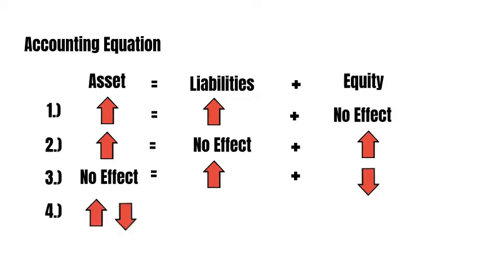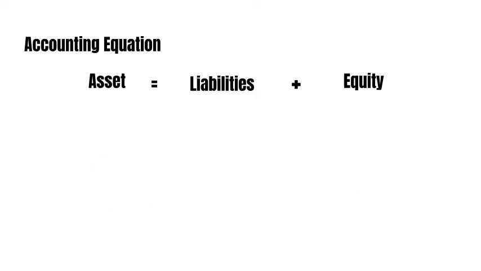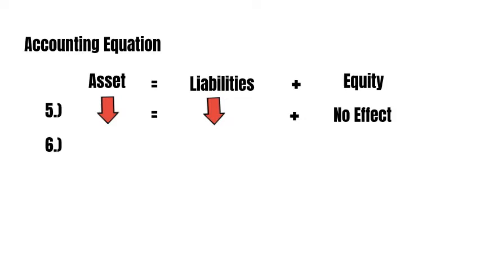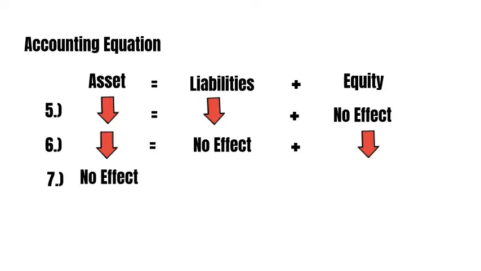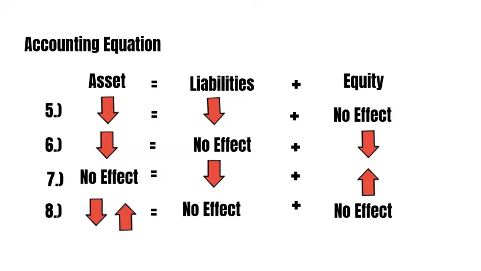4. An increase in asset and a decrease in asset equals no effect in liability and no effect in equity. 5. A decrease in asset equals a decrease in liability plus no effect for equity. 6. A decrease in asset equals no effect in liability plus a decrease in equity. 7. No effect in asset equals a decrease in liability plus an increase in equity, or vice versa. No effect in asset equals a decrease in equity plus an increase in liability. 8. A decrease in asset and an increase in asset equals no effect in liability and no effect in equity.